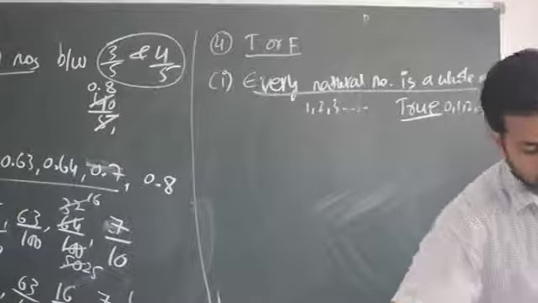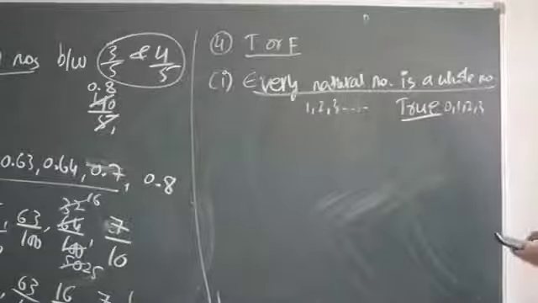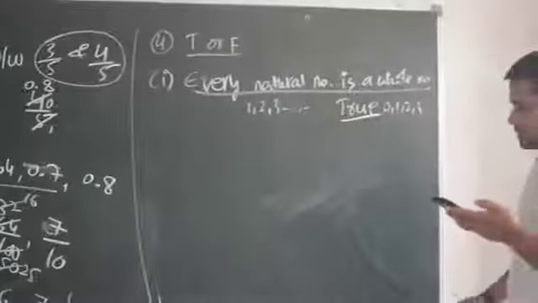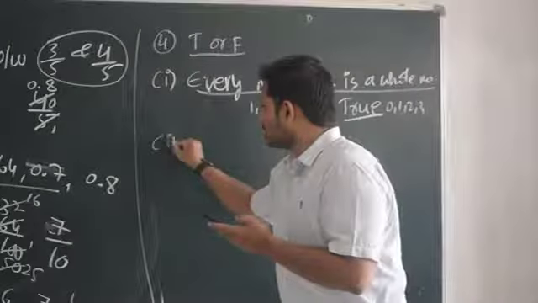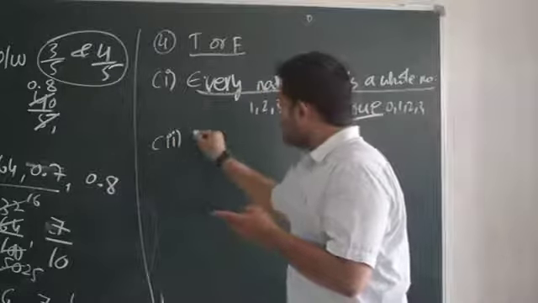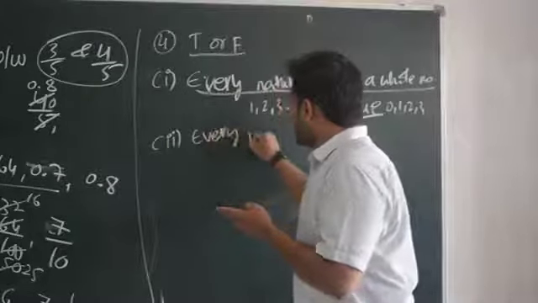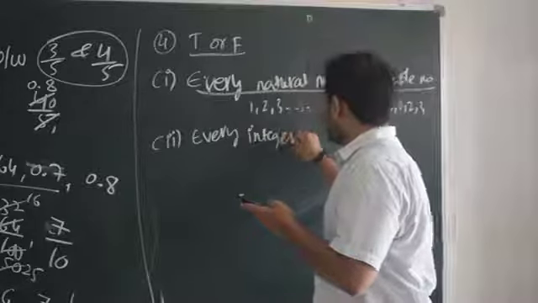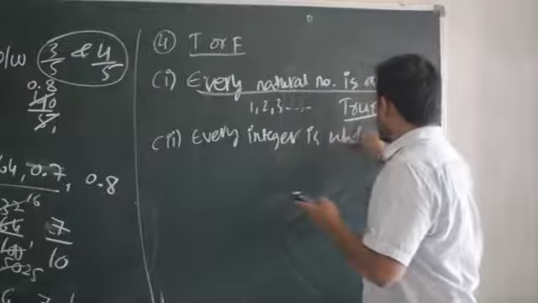So let me give you the second one. I am using it on mobile, sometimes it gets locked. So let me give you the second question. Every integer is a whole number. They are saying every integer is a whole number.